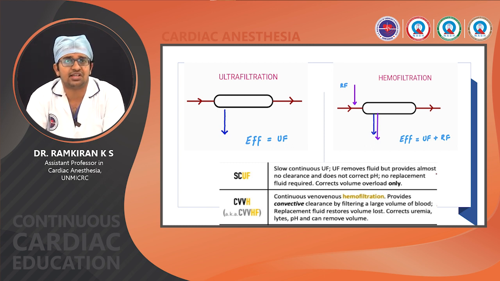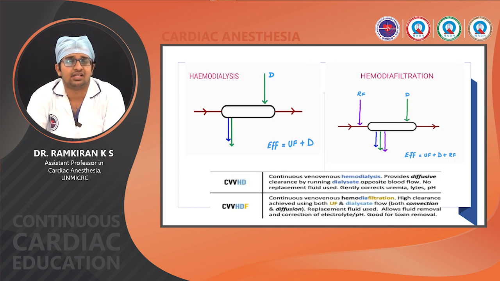The replacement fluid, as we discussed, can be pre-dilution or post-dilution. CVVH, that is continuous veno-venous hemofiltration, provides convective clearance by filtering a large volume of blood. The replacement fluid restores the volume loss. Along with it, it causes the solute drag, that is hemofiltration, which helps in correcting uremia and pH, and it can remove the volume as well.